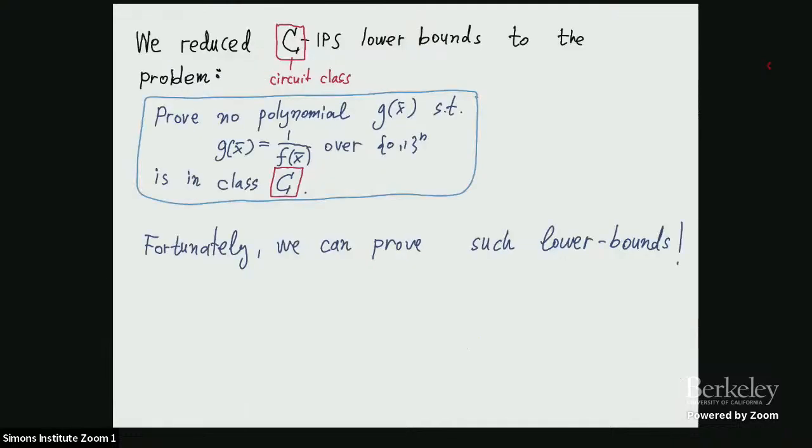Okay, so what we've seen now is we reduced C-IPS for circuit class C, and we'll take read-once ABPs, to the problem: prove that no polynomial G such that this over 0, 1 is in class C. And fortunately, we can prove such lower bounds in the functional approach to algebraic circuit lower bounds. And then basically we finish.